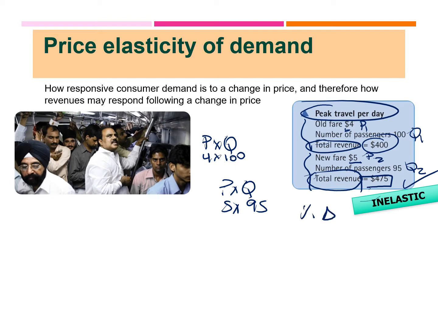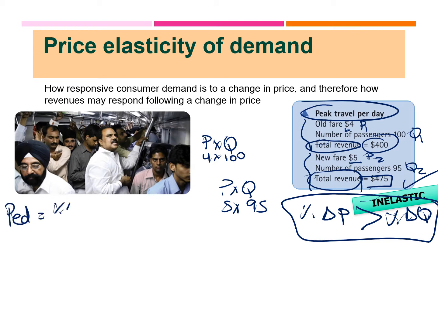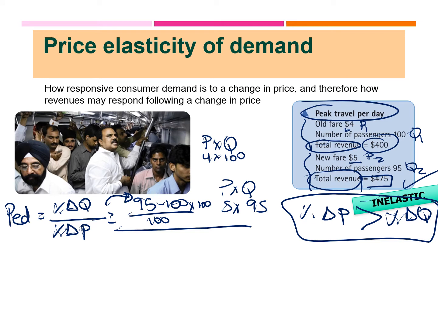So I can tell that the percentage change in price was greater than the percentage change in quantity. Let me calculate this. What I would be doing is applying the formula PED, which is percentage change in quantity over percentage change in price. My percentage change in quantity would be Q2, which is 95 minus 100 divided by 100 times 100 to change it into a percent. And the percentage change in price would be 5 minus 4 over 4 times 100.